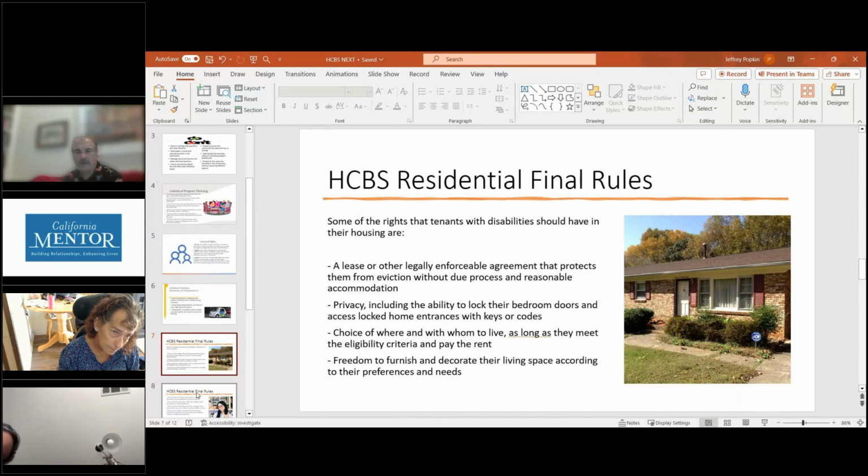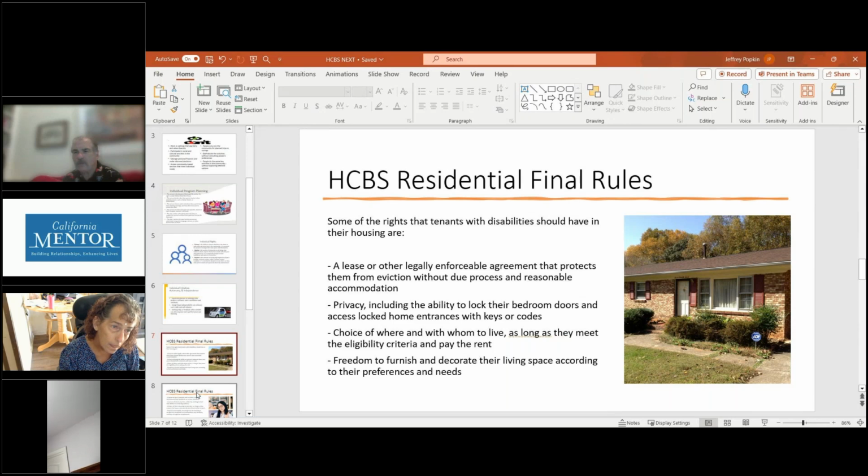The federal government talks about a lease or other legally enforceable agreement that protects them from eviction without due process or reasonable accommodations. Now, in California right now, what is being accepted is this: when your client first moved into your home, the regional center brought over an admissions agreement. That admissions agreement is basically the agreement between the client and you, the client and the family, so that is being accepted.